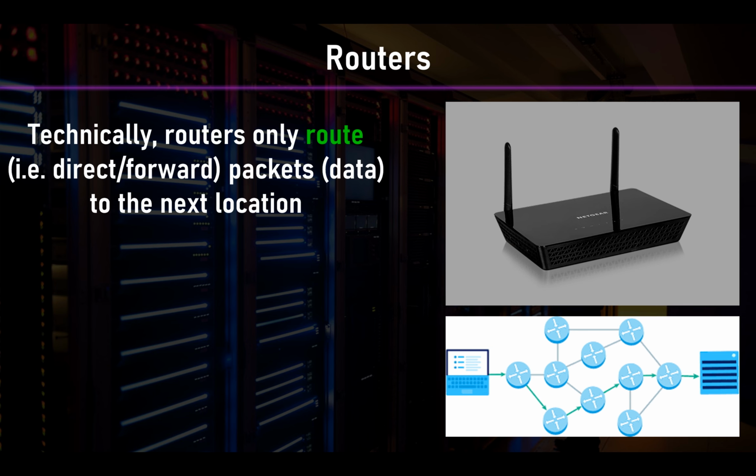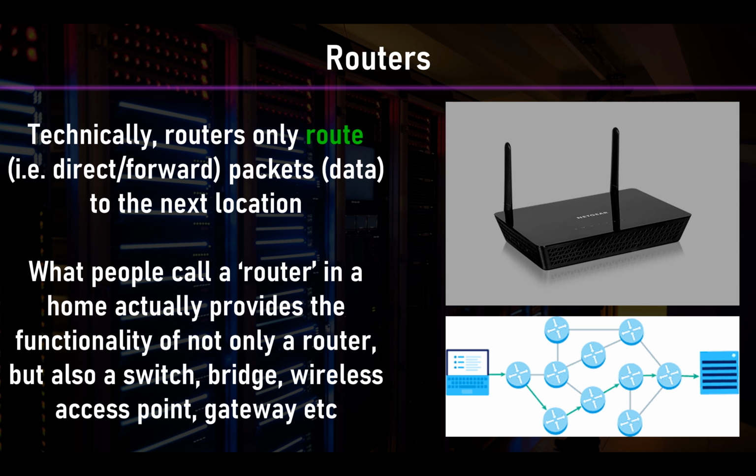Then finally, the final network hardware is going to be routers. Technically routers only route, so direct or forward packets, data, to the next destination, the next hop. However, what people call a router in a home actually provides the functionality of not only a router, but as mentioned, also a switch, also a bridge, also a wireless access point, also a gateway. And a router is going to combine all of this functionality into a single device.